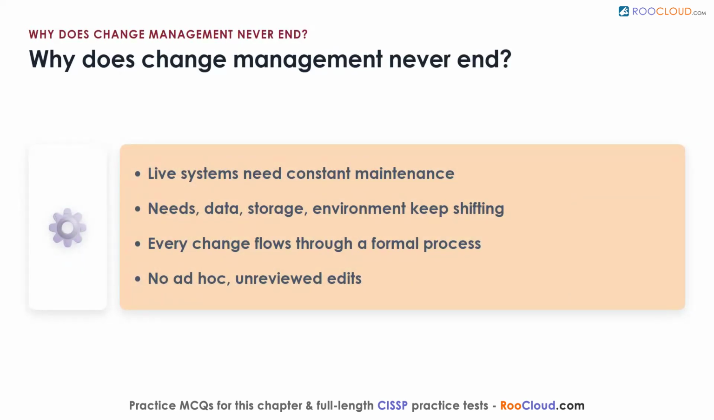Why does change management never really end? Because the moment a system goes live, its maintenance begins and never stops. Operational needs, data volumes, storage, and the surrounding environment all keep shifting. So you need a skilled support team ready for both routine and surprise upkeep. Every change to the code must flow through a formal change management process rather than happening ad hoc, so nothing slips in unreviewed. Think of it like maintaining a bridge. It carries traffic for decades, but only because crews inspect and repair it on a disciplined schedule.